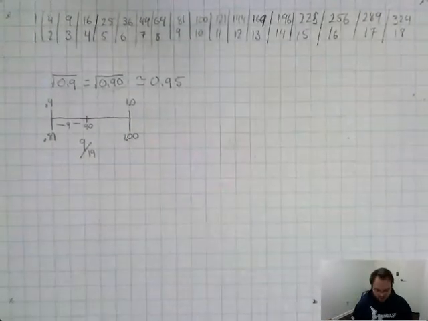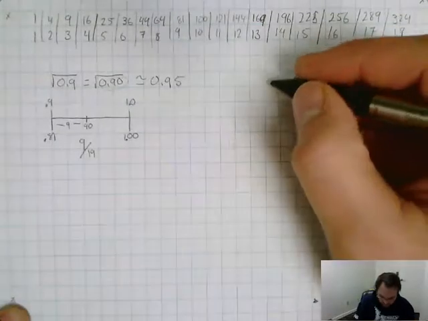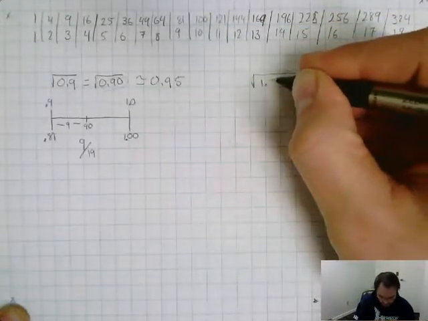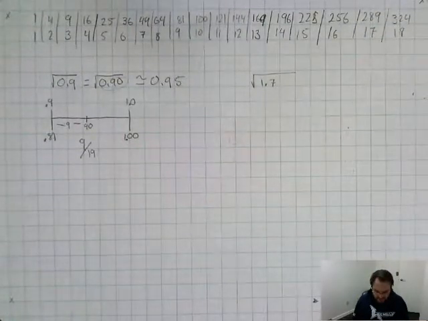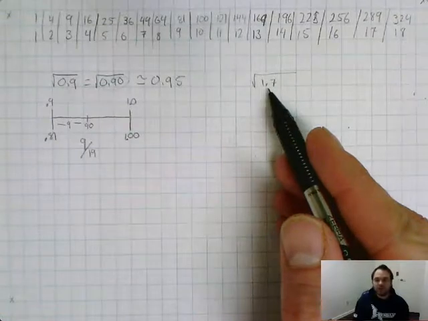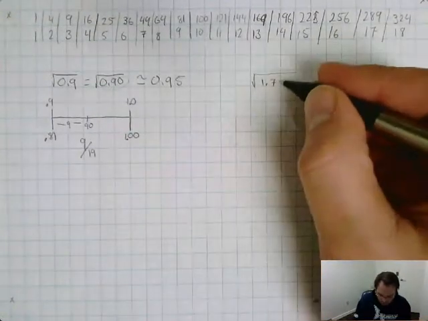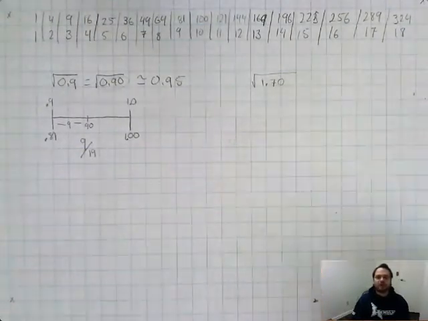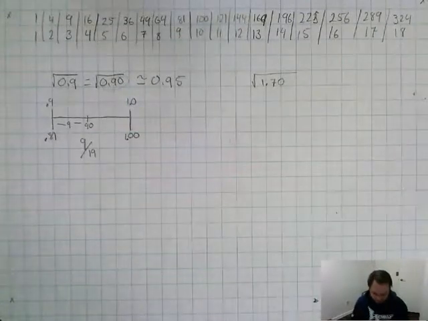So let's try another one here. Okay, so let's try maybe 1.7. So I'm going to do the square root of 1.7. Now once again here, we can't look at 17 because we automatically have a decimal place, so I'm going to have to increase my decimal places. So I'm going to say 1.70. We need an even number of decimal places. So instead of 1.7, I'm looking at 1.70.